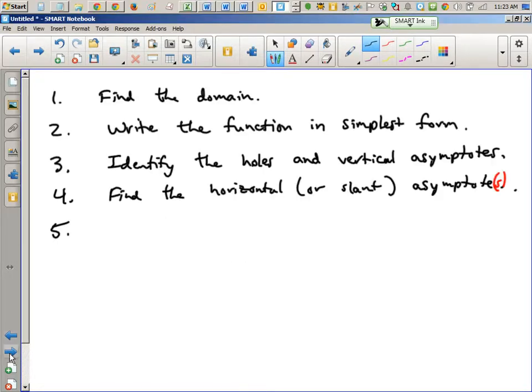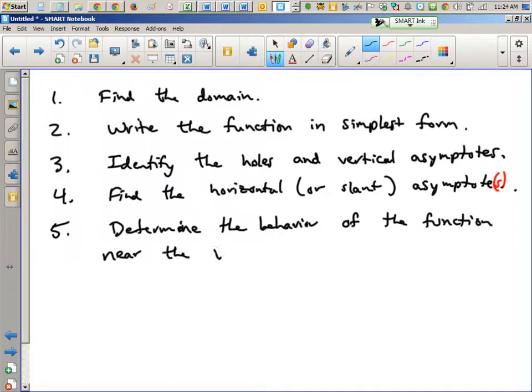All right, 3.5, we're writing out the steps to solving. Okay, find the domain, find the simplest form, identify holes and vertical asymptotes, find horizontals or slant asymptotes. There should only be one in this textbook. Okay, next step to do would be determine the behavior of the function near the vertical asymptotes using limits.